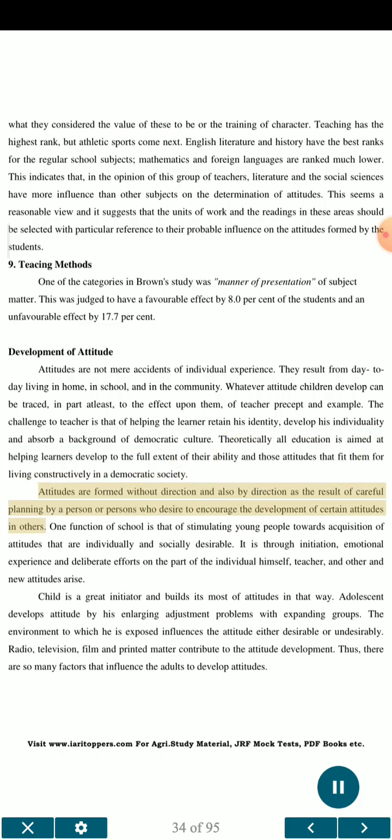Attitudes are formed without direction and also by direction, as the result of careful planning by a person or persons who desire to encourage the development of certain attitudes in others. One function of school is that of stimulating young people towards acquisition of attitudes that are individually and socially desirable. It is through imitation, emotional experience and deliberate efforts on the part of the individual himself, the teacher, and others that new attitudes arise.